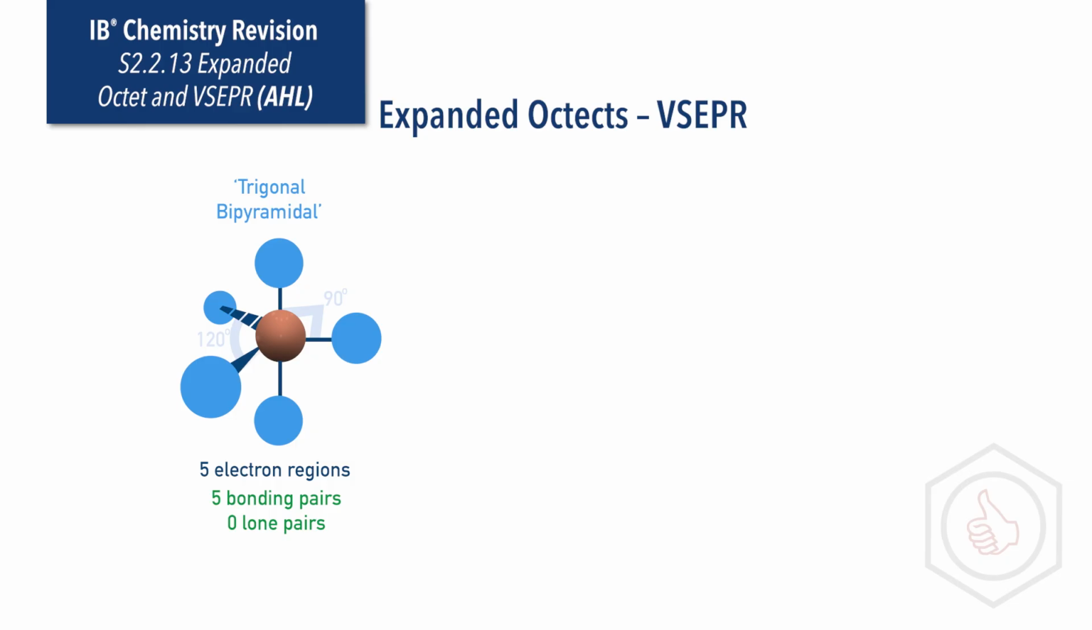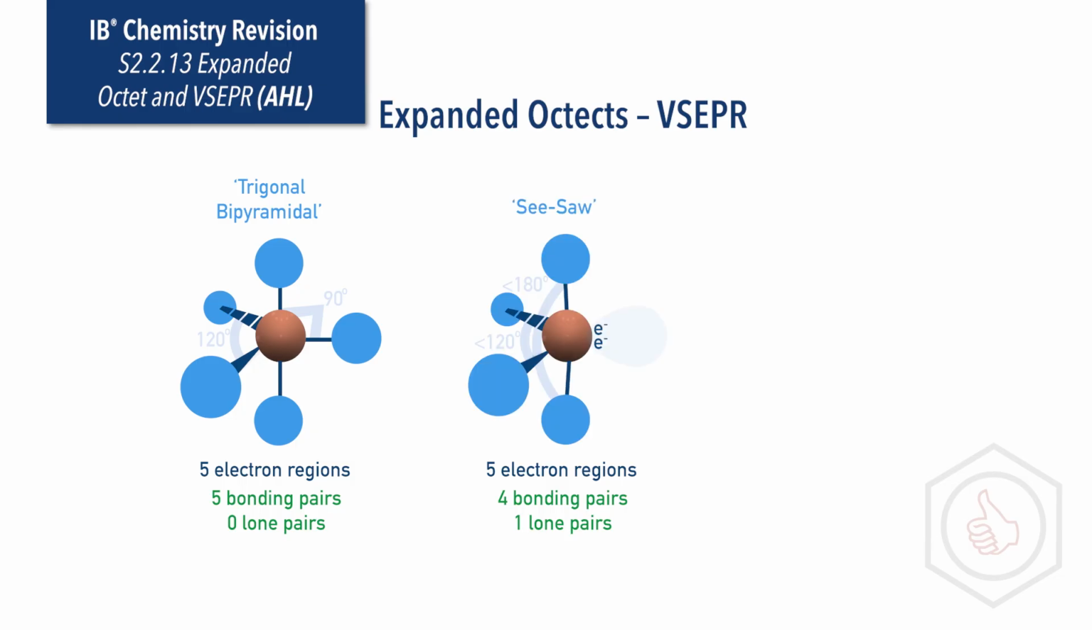If, however, an atom has 5 electron regions around it, of which 4 are bonding pairs and 1 is a lone pair, now the molecular geometry would be described as seesaw. And if an atom has 5 electron regions around it, of which 3 are bonding pairs and 2 are lone pairs, the molecular geometry is described as T-shape.